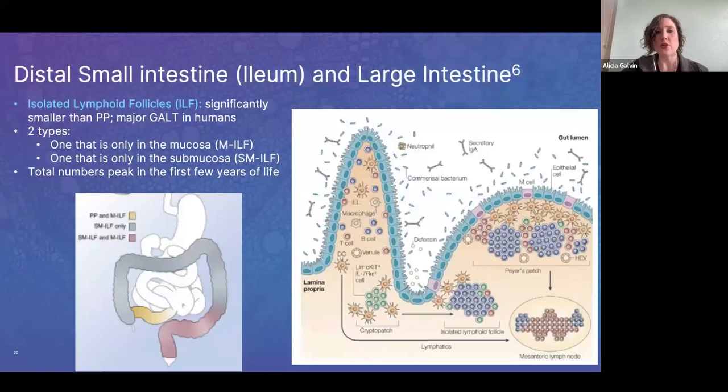Now, in the very lower part of the small intestine, the ileum, and as we get into the large intestine, we have what are called isolated lymphoid follicles, which if you compare to a Peyer's patch, are a much smaller complex, but it is a major GALT in humans. So we do have a lot of these, and you can see in this diagram there are a couple of different types, but for your knowledge, it's essentially throughout the entirety of the colon and in the lower part of the small intestine. So this is the immune system component that's part of the large intestine.